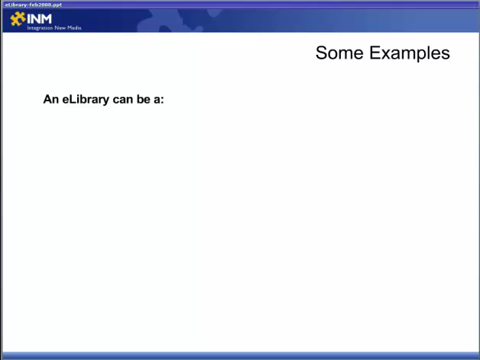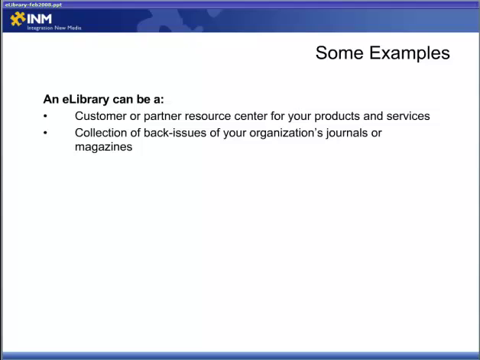Let's look at some examples. An eLibrary really can be a variety of different things. It can be a customer or a partner resource center for your products or services. It can be a collection of back issues for your organization's journals or magazines.